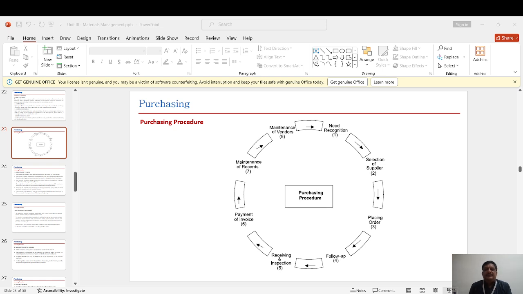Good morning, students. Now we will start the next point of our third unit, that is purchasing procedure. What exactly are we doing in purchasing processing, or what are the steps involved in it? The first step is need recognition. How much material is required as per the forecasting of our production and sales. We have to find out the recognition of the need.